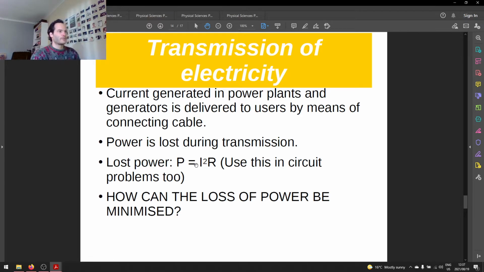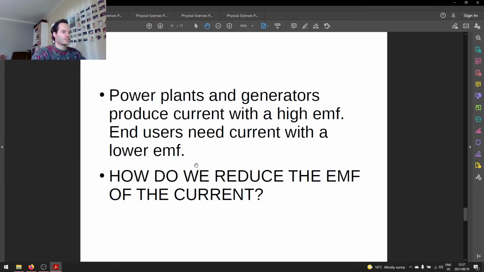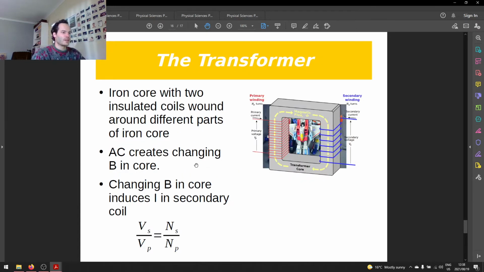All right. So power plants and generators produce current with a high EMF. End users need current with a lower EMF. How do we reduce the EMF or the current? We're going to be using a transformer. Don't worry about this slide here. All you need to know is that the voltage is varied using a transformer. The equations for transformers are no longer in the curriculum.